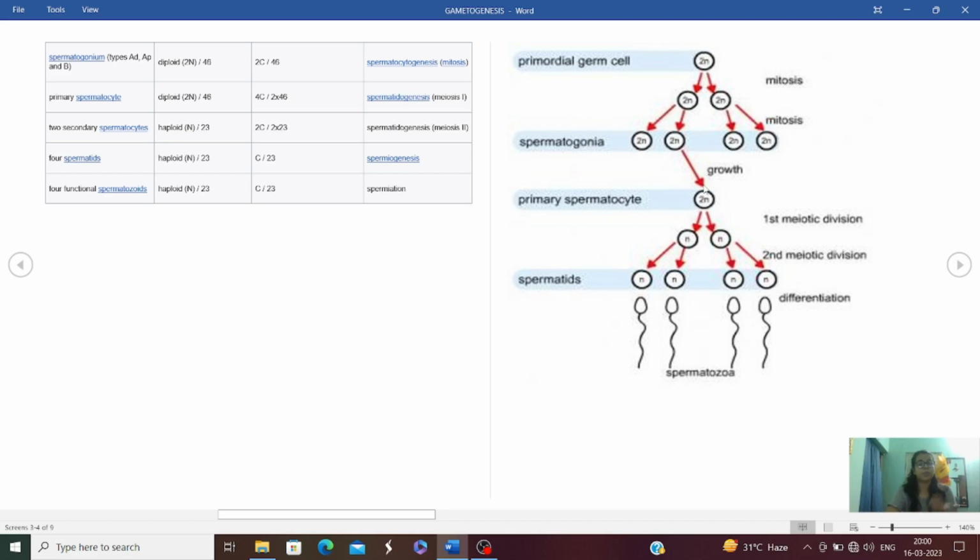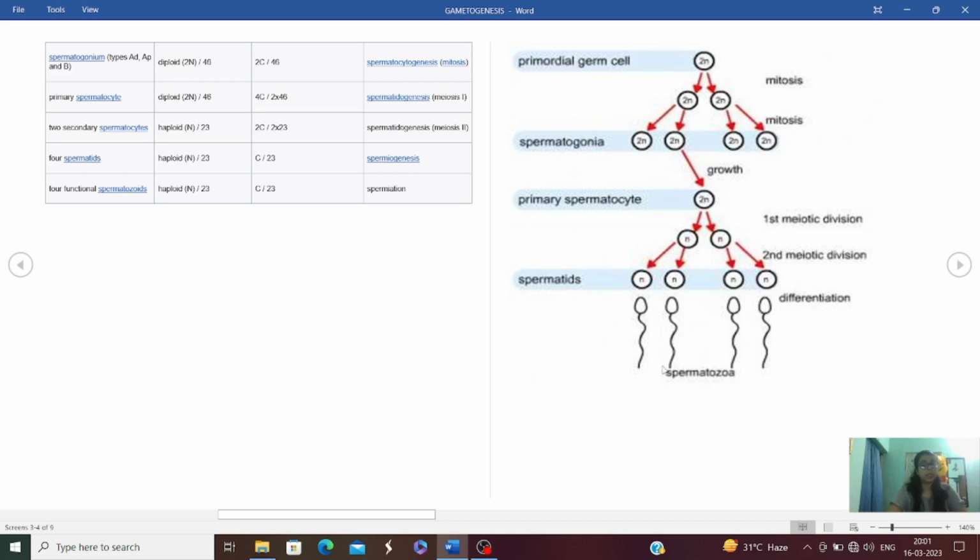From here the meiotic division starts, and as you might know from the cell division chapter, meiotic division is a reductional division, whereas mitotic division is an equational division. As you can see here, the 2n number of chromosomes, when dividing into 2 daughter cells, forms 2n only, no reduction. But here the primary spermatocyte will undergo meiotic division and form n number of chromosomes, that is reductional division. Further this will undergo a secondary meiotic division and form 4 spermatids. These 4 spermatids will undergo differentiation and form spermatozoa.